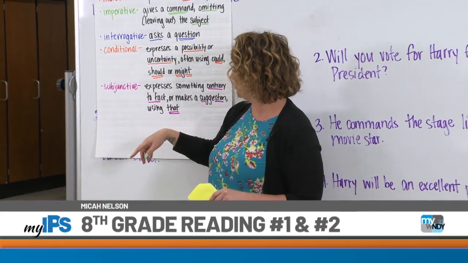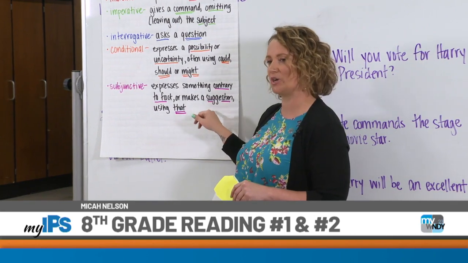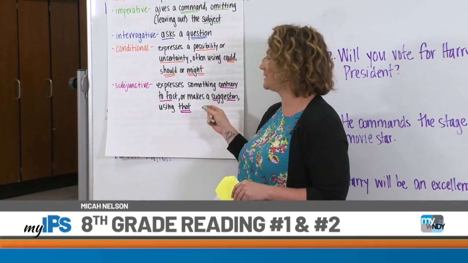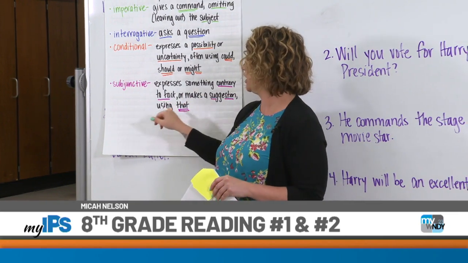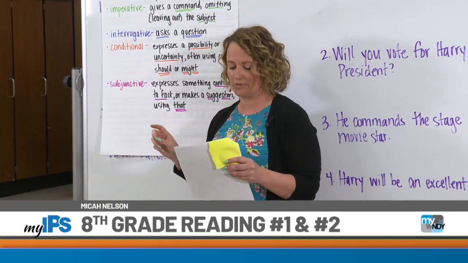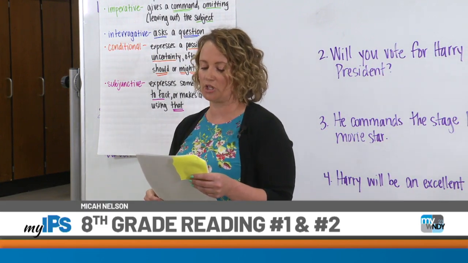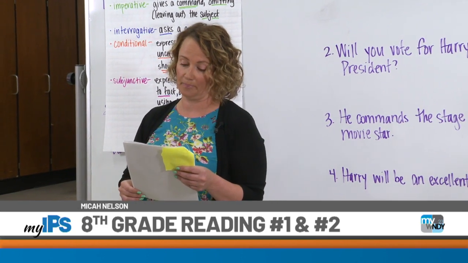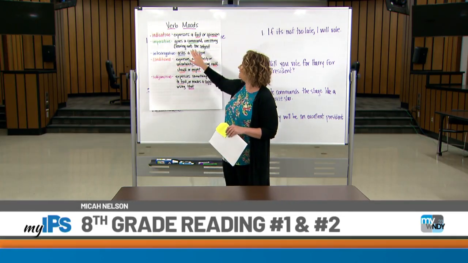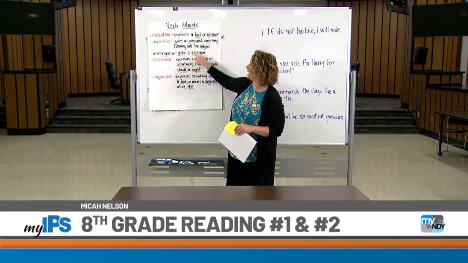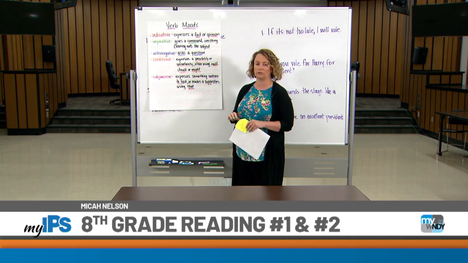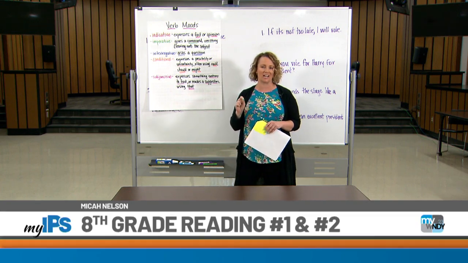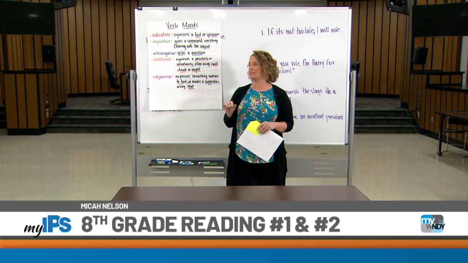Subjunctive is the final verb mood. It expresses something contrary to fact or makes a suggestion using the term that. An example would be, I wish Tyler were a candidate. I recommend that you vote for Kim. Okay? On this chart, I have double underlined the clues that you can look for when you're trying to figure out which kind of verb mood a sentence is using.